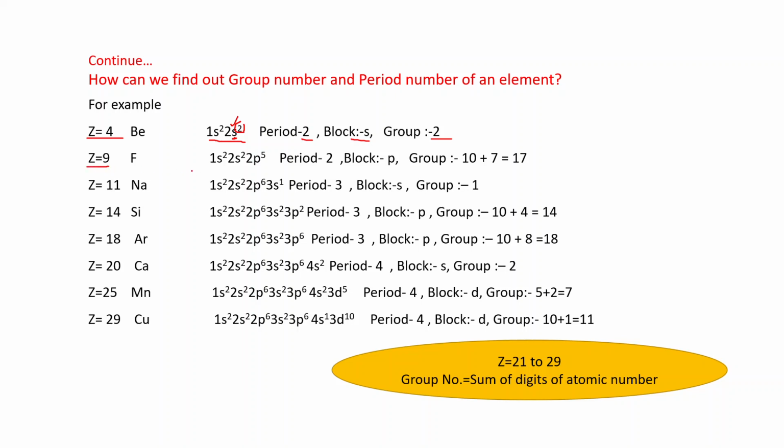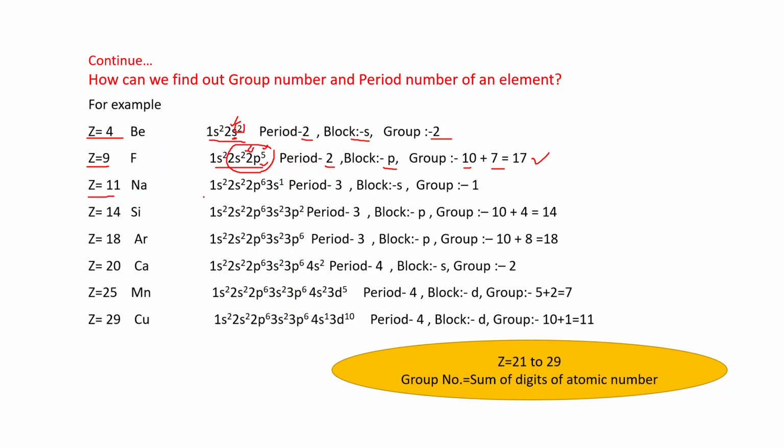Z is equal to 9: 1s2, 2s2, 2p5. This 2 is the principal quantum number of the outermost shell, that's why the period is 2. The last electron enters the p subshell, that's why the block is p. For p block elements, group number is 10 plus the number of valence electrons. How many valence electrons are there? The electrons present in 2s and 2p are 2 and 5, so 7 electrons. Add 10, we get 17. Group number is 17.